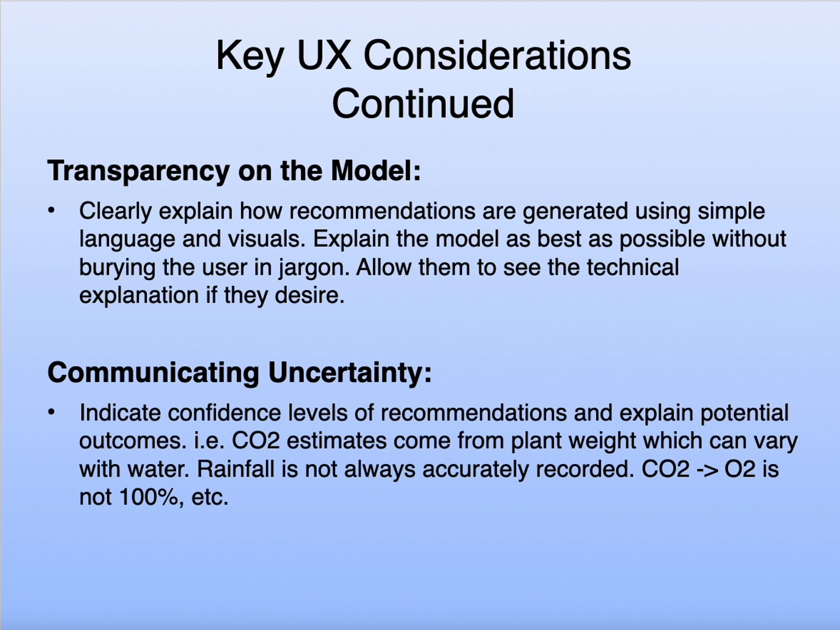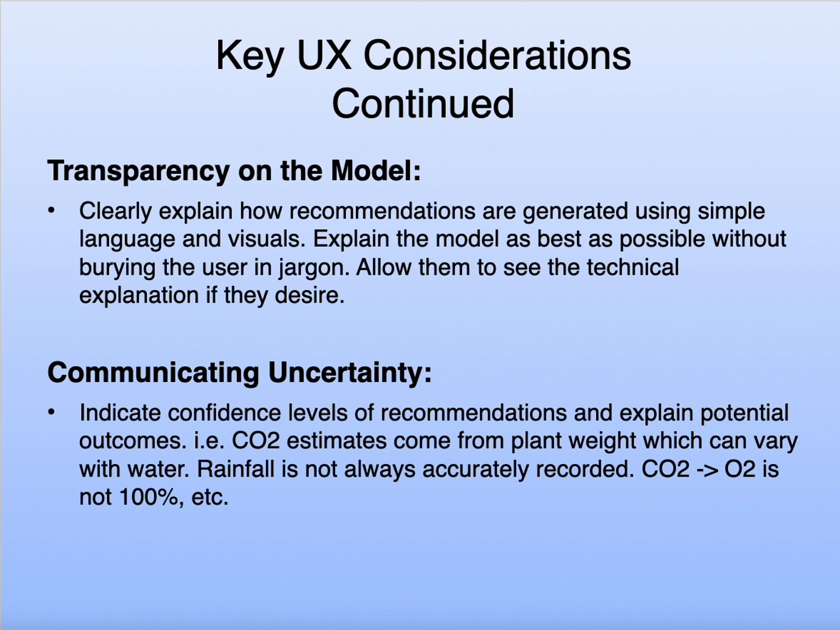So the transparency on the model: we clearly explain how recommendations are generated using simple language and visuals. We explain the model as best as possible without burying them in jargon, but they can see it if they want. We communicate uncertainty: indicate our confidence levels of recommendations and explain potential outcomes.